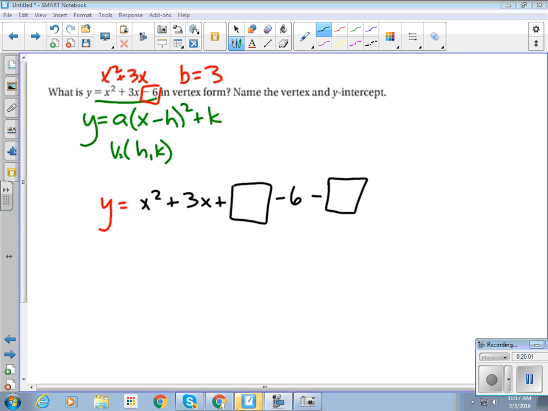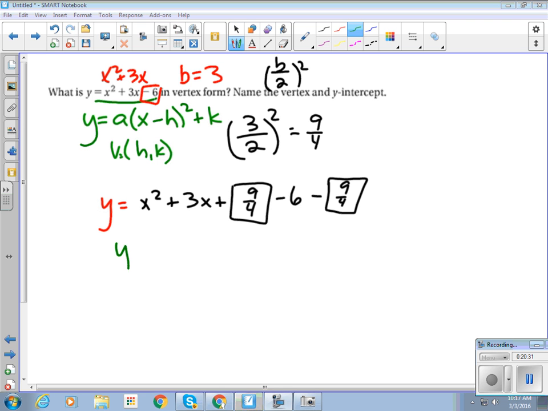So I'm going to add my b over 2 squared so that I can get a perfect square trinomial. So this is equal to 9/4. So if I'm adding 9/4, I better also subtract 9/4. So once I add my 9/4, I can then convert this perfect square into its factored form.